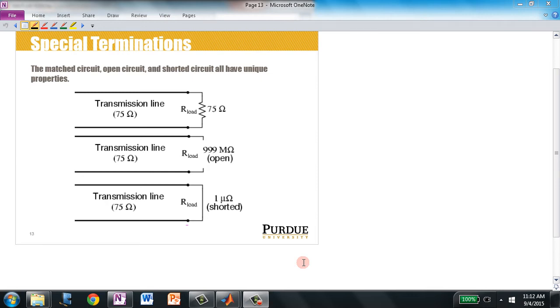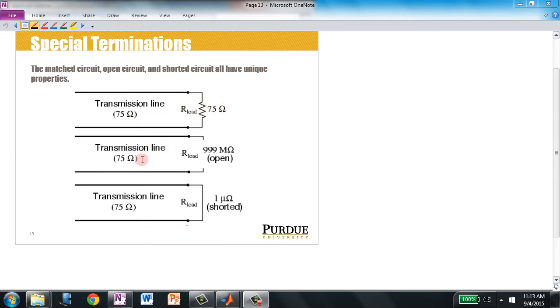We're going to spend a couple minutes now looking at three special terminations, and they're special because they are often utilized in communication systems for their unique properties. And these three special terminations are the matched line, in which the characteristic impedance of the transmission line and the impedance of the load are the same. So in this case, I'm showing that Z0 is 75 ohms and the load is also 75 ohms.